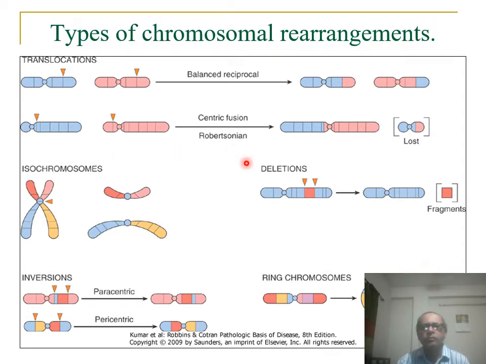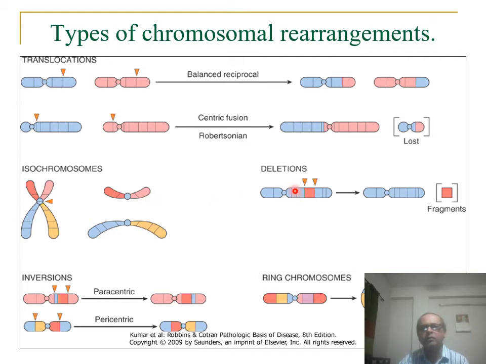In case of Robertsonian translocation, in both chromosomes some fragments are lost and these two chromosomes fuse, forming one chromosome, and this one is lost. In isochromosome, two chromosomes fuse at the centromere: the short arms are united together and the long arms are united together, forming another chromosome.